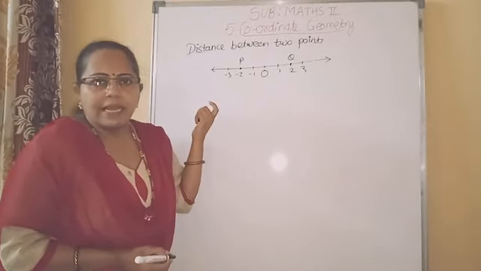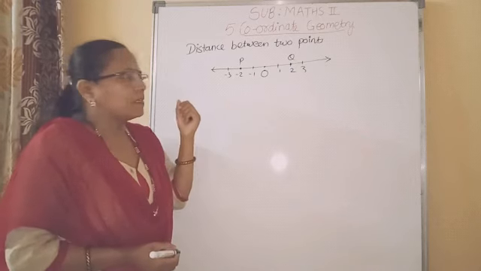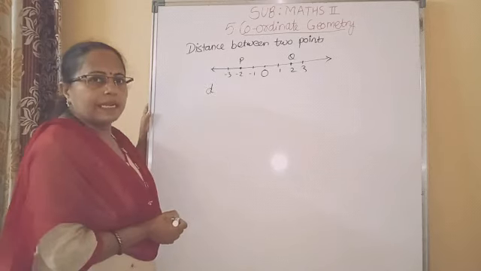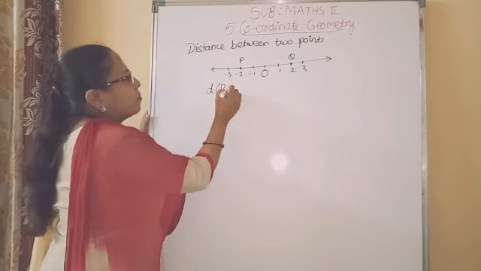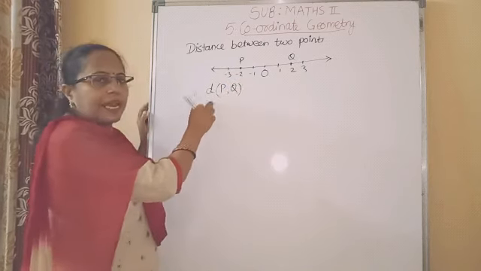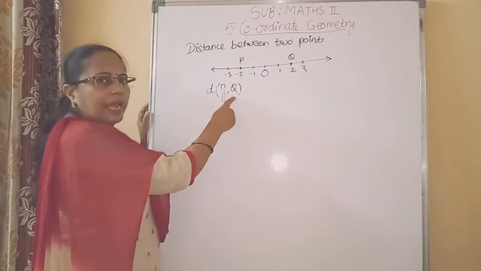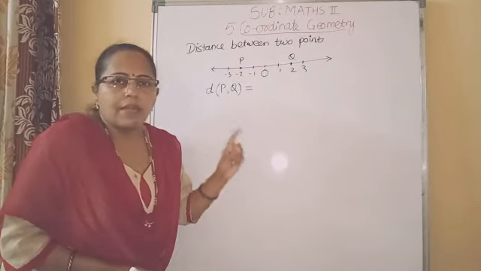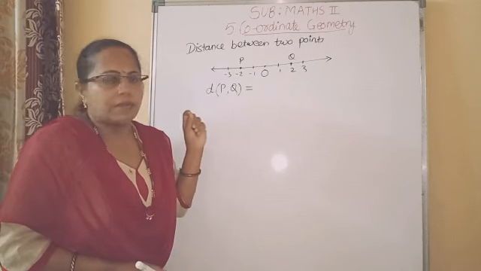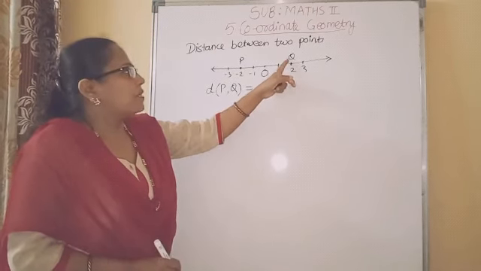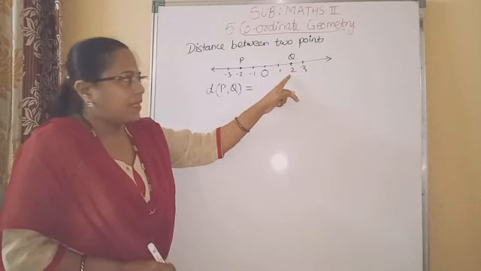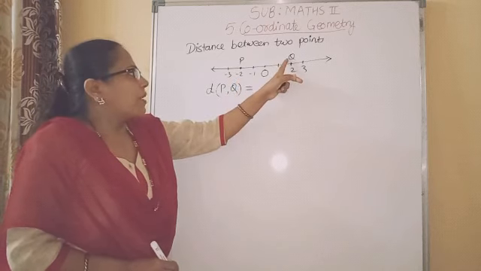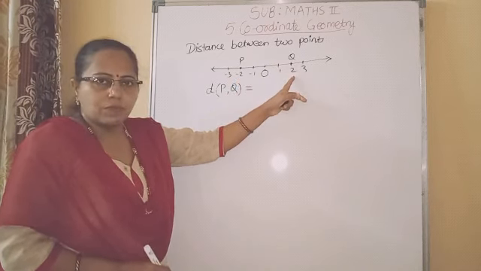So we studied the formula in 9th standard to find the distance between these points. The distance of these 2 points is denoted by the letter d, and in brackets we write the names of the points, and we read it as distance between points P and Q. The formula we studied is: greater coordinate minus smaller coordinate. The number which is associated with the point is called its coordinate. So the coordinate of point P is -2 and the coordinate of point Q is +2.